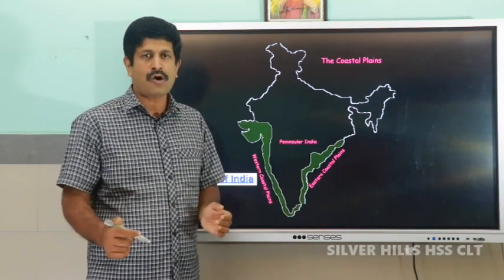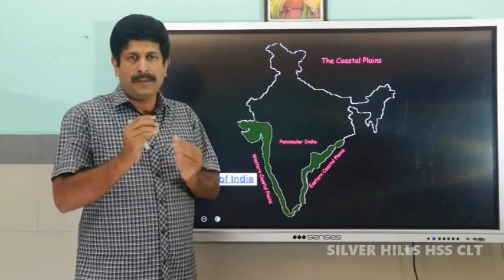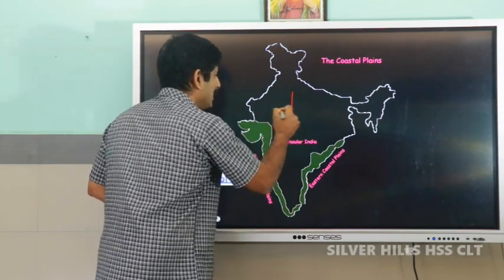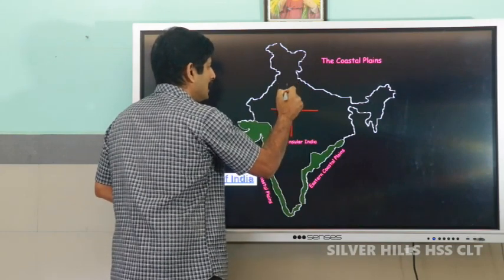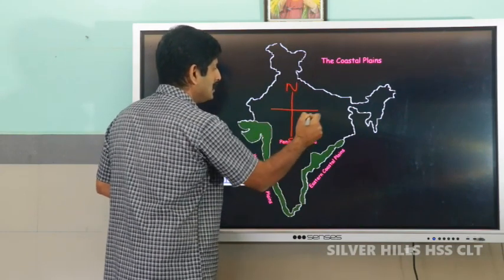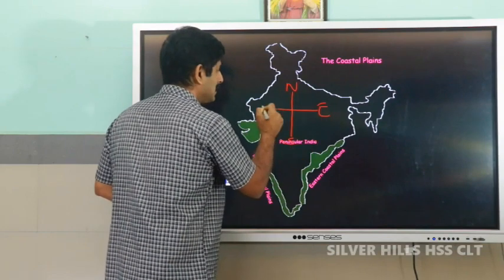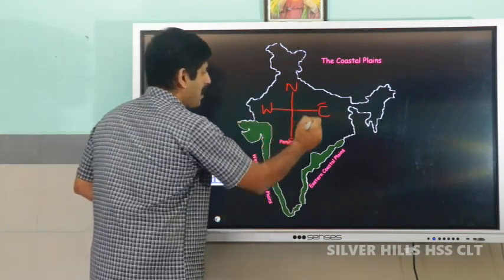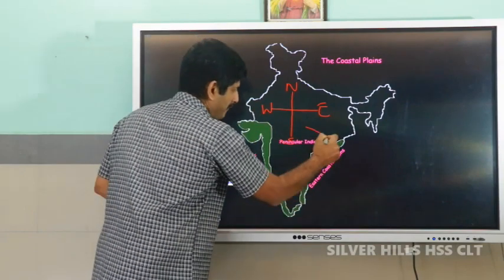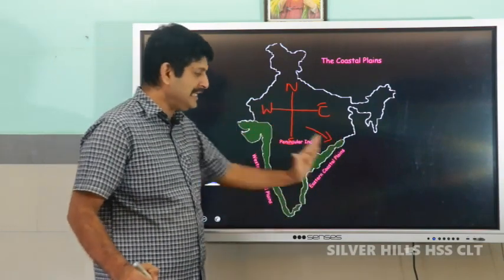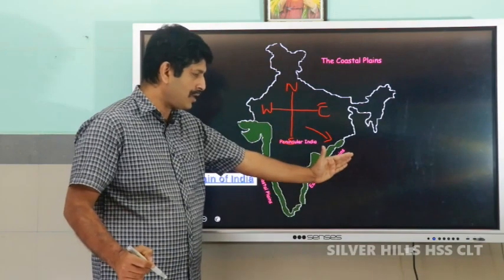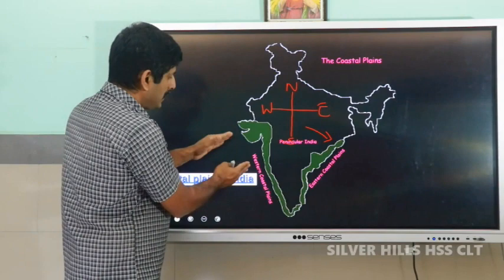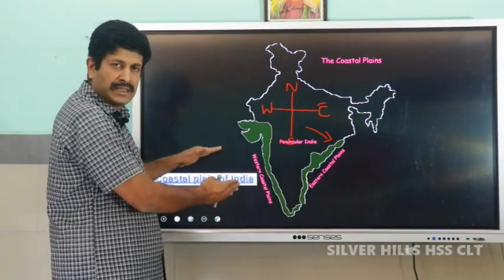When we are talking about the coastal plains, I want you people to take this like this. Here the north, south, east and west. Now this side we call the eastern coastal plain, and this other side we call the western coastal plain.